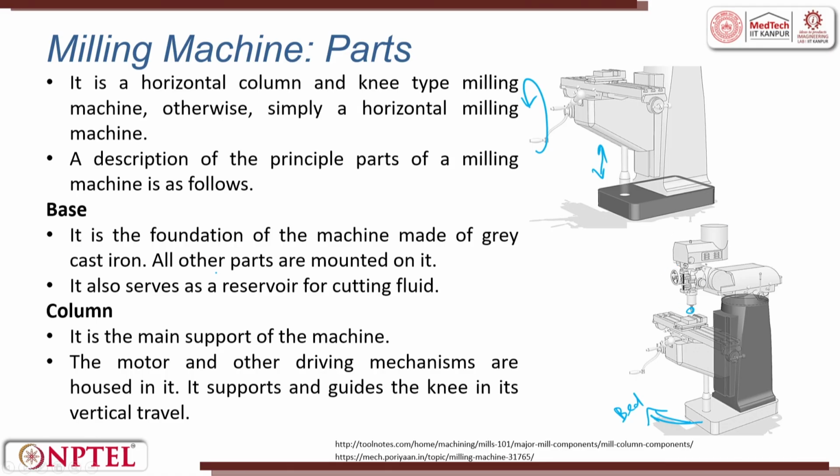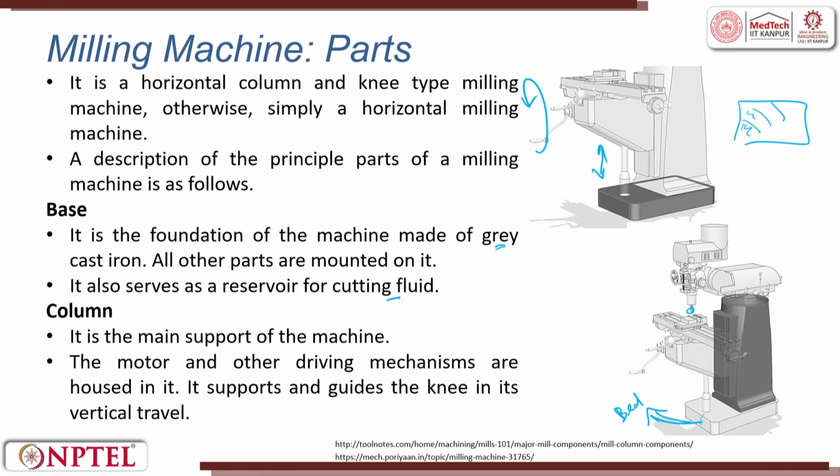The base, or the bed, is the foundation of the machine, made out of grey cast iron. Grey cast iron is used predominantly because it gives you toughness and it is very hard. It also has a lubricating property. If you go through the microstructure, you can see graphites present along with the material, and these graphites also give you the lubrication. It also serves as a reservoir of cutting fluid, so here you can use it also as a tank.